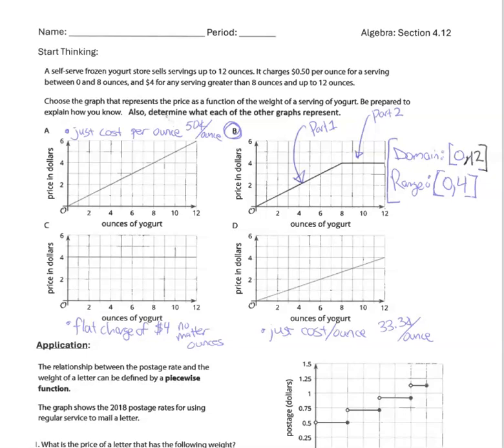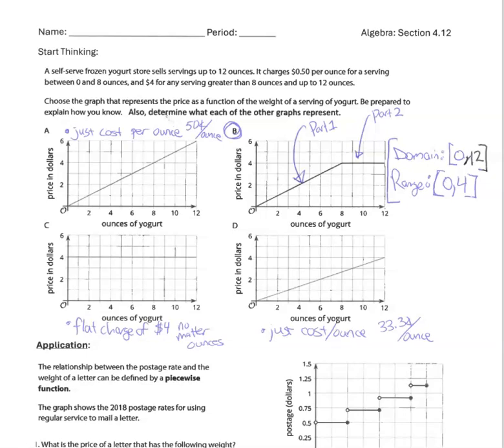Now let's go through the different ones. For A, if we're asking what is actually happening here, you can see that the cost is increasing pretty consistently. And not only that, but we could look at the rate of change. That is up by $1 for 2 ounces, which is the same thing as 50 cents per ounce. So it just says cost per ounce, and it's 50 cents per ounce.